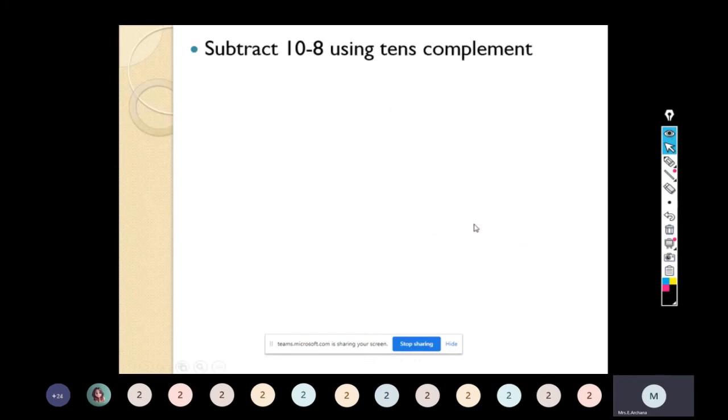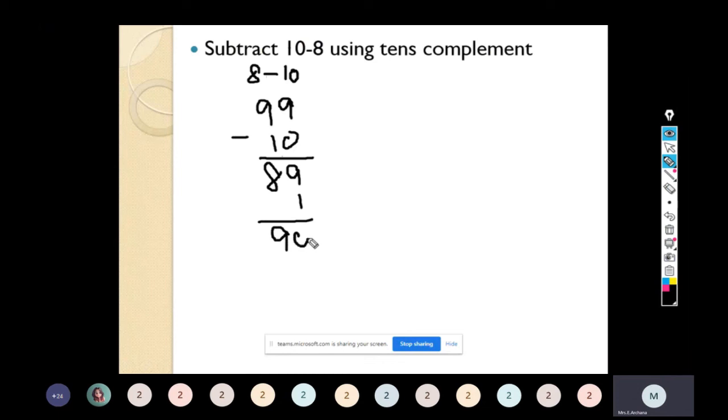Subtract 8 minus 10 using tens complement. We will get the reverse of this problem. Yes, the same thing. 99 is going to get subtracted by 10. We will get the answer as 89. Right? It is going to get added with 1. So the answer will be 90. This is the tens complement for B.